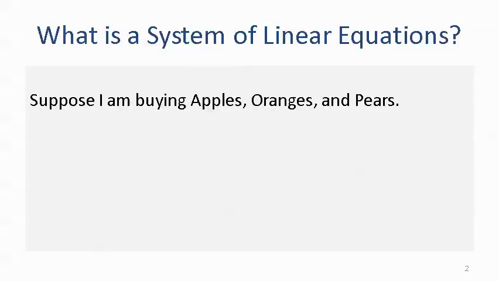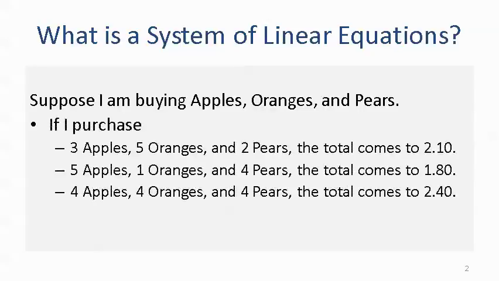$2.10, in American money. Similarly, if I bought 5 apples, 1 orange, and 4 pears, the total would be $1.80. If I wanted to do things in even numbers and went 4 apples, 4 oranges, and 4 pears, the total would come to $2.40. But the real question: how much does an apple cost? How much does an orange cost? How much does a pear cost?